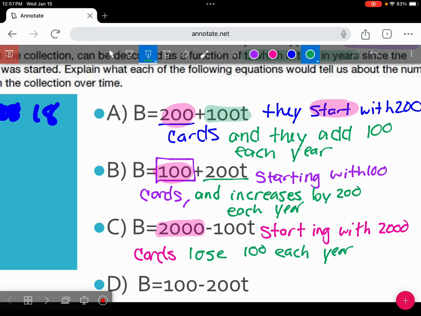And then our bottom one. They start with how many? 100. And they lose how much? 200 each year. So when do they run out of cards? Half a year. Because if they're getting rid of 200 in a year, they don't have 200 cards. Well, we can't have negative baseball cards. They owe people cards. So this is starting with 100, and they're losing 200 each year.